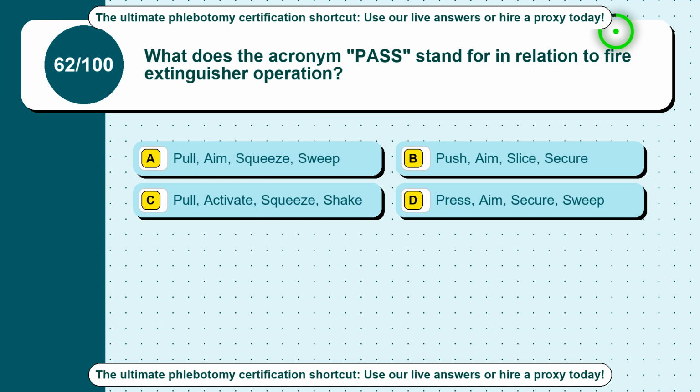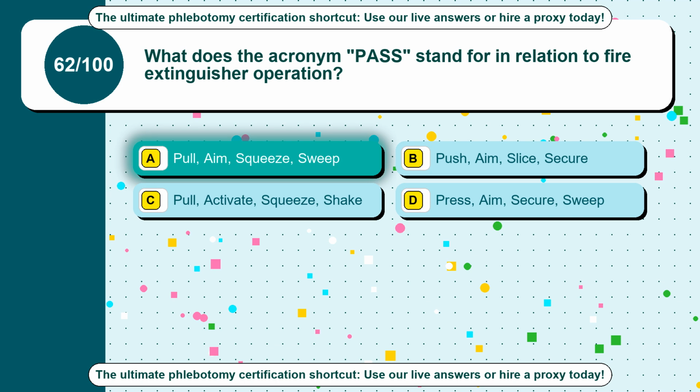Question 62. What does the acronym PASS stand for in relation to fire extinguisher operation? Option A, pull, aim, squeeze, sweep. Option B, push, aim, slice, secure. Option C, pull, activate, squeeze, shake. Option D, press, aim, secure, sweep. The correct answer is option A, pull, aim, squeeze, sweep.